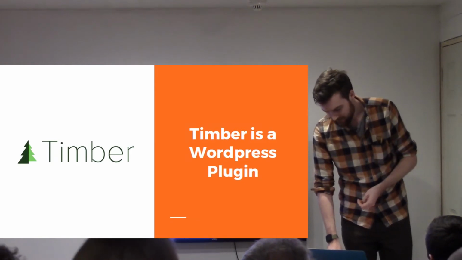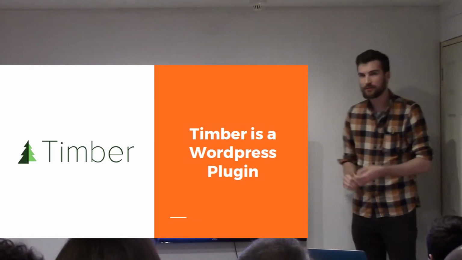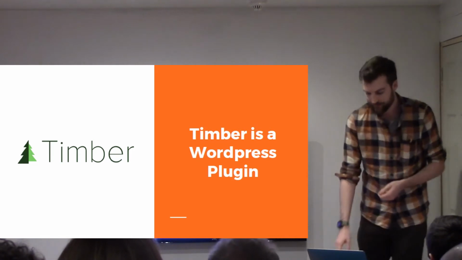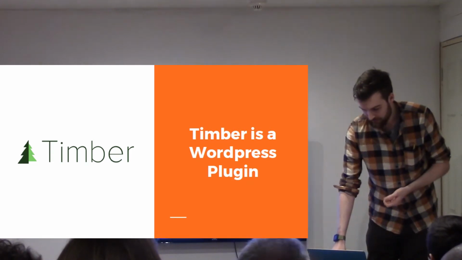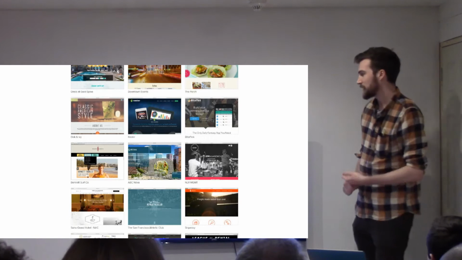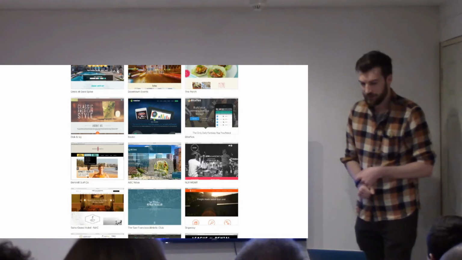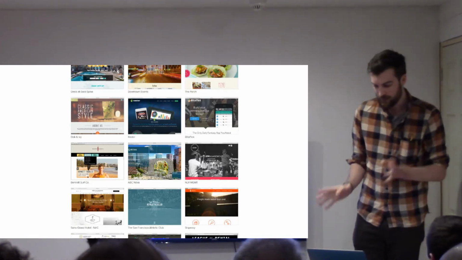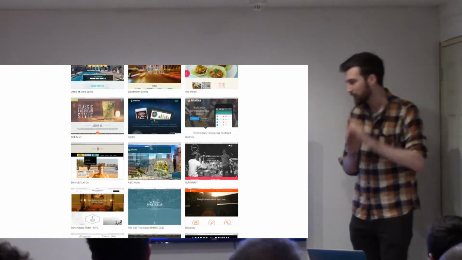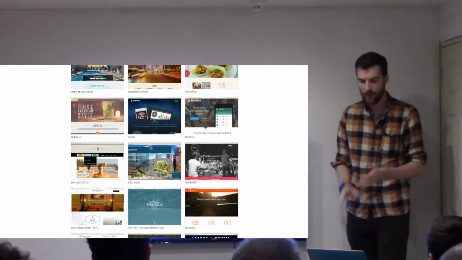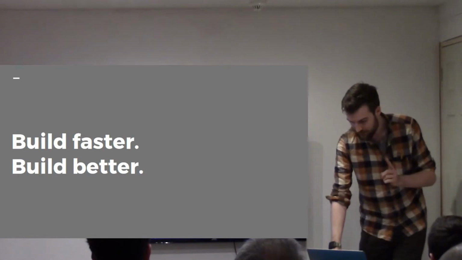So Timber is just a WordPress plugin. Just download it, activate it, you're done. And then you can start using it. It's used on tons and tons of websites. Just looking at the Timber website shows you all the websites that people have been using it for. So it is out there. It is being used. I've used it for like 8 websites, like these.